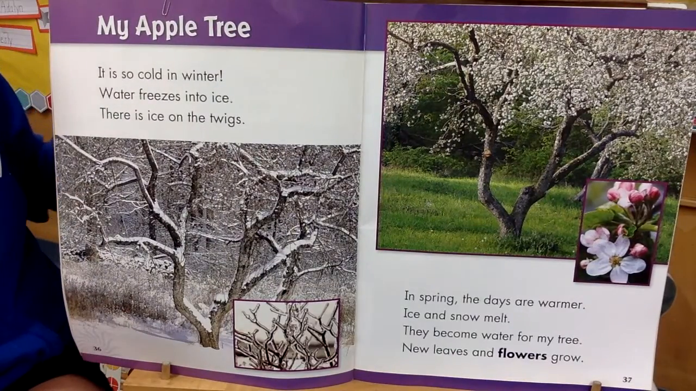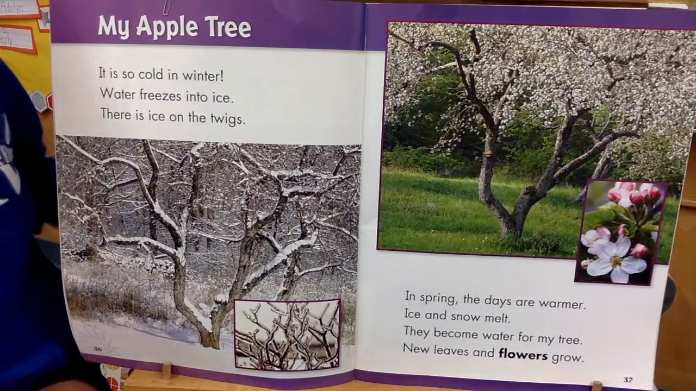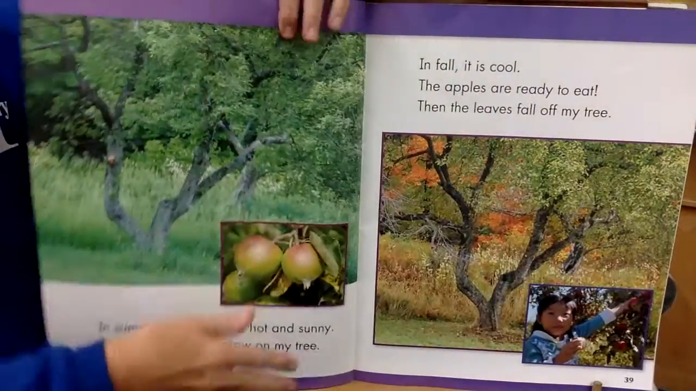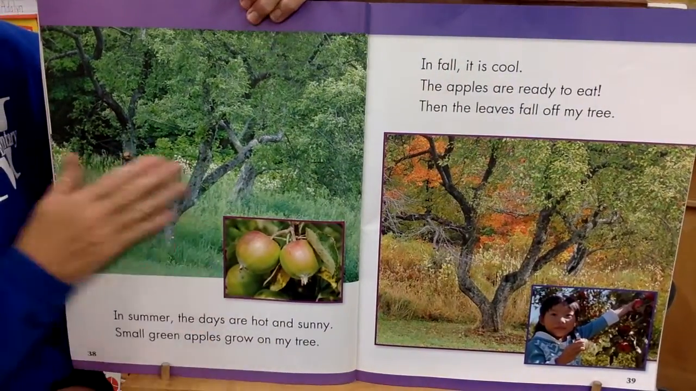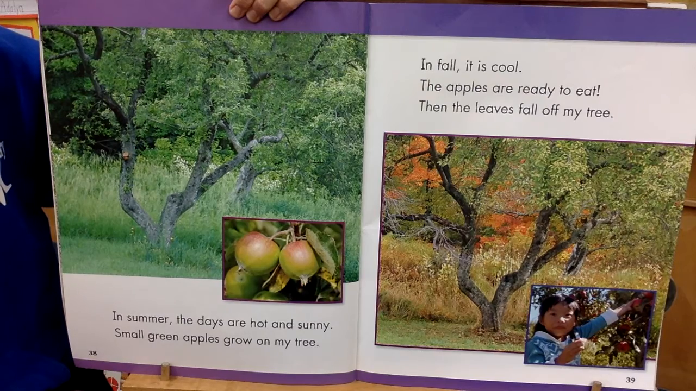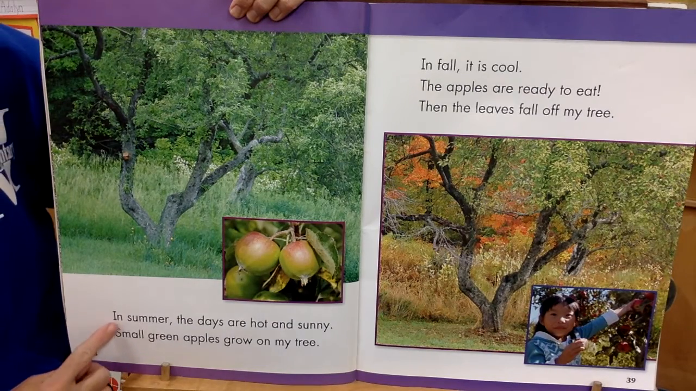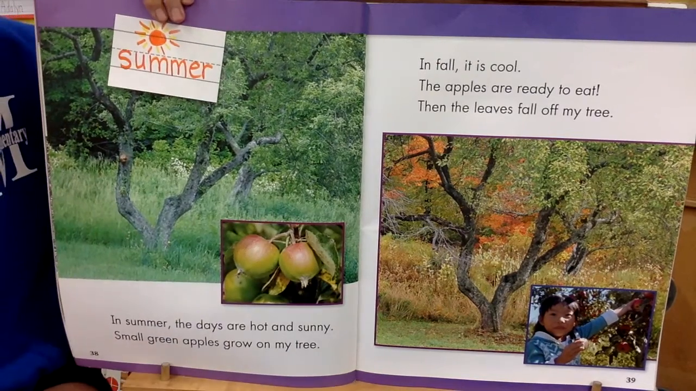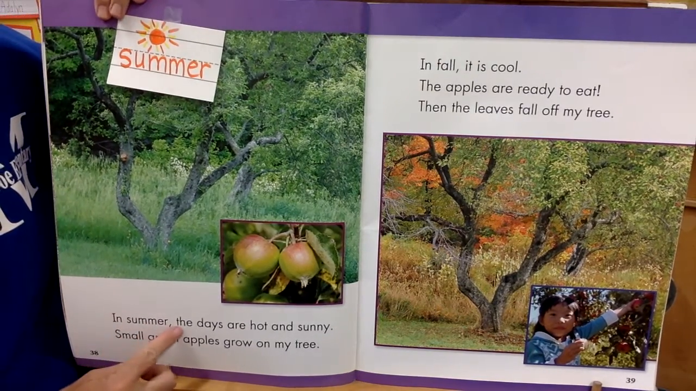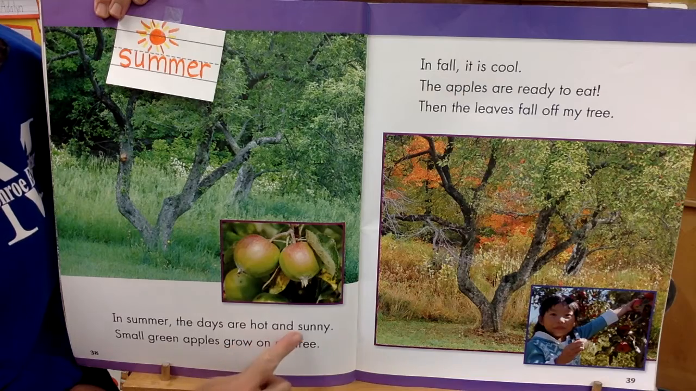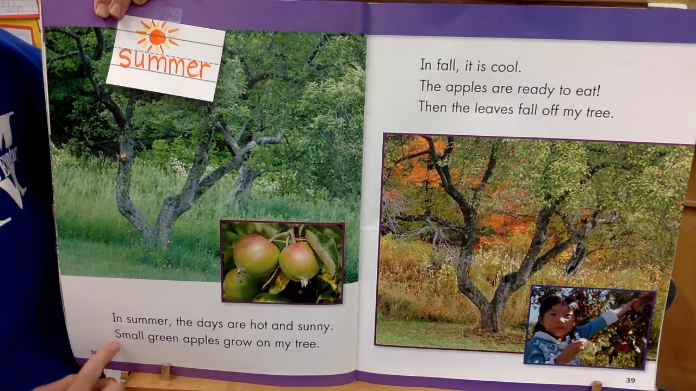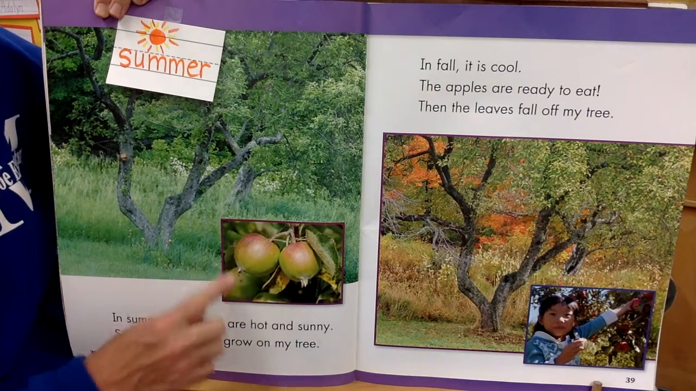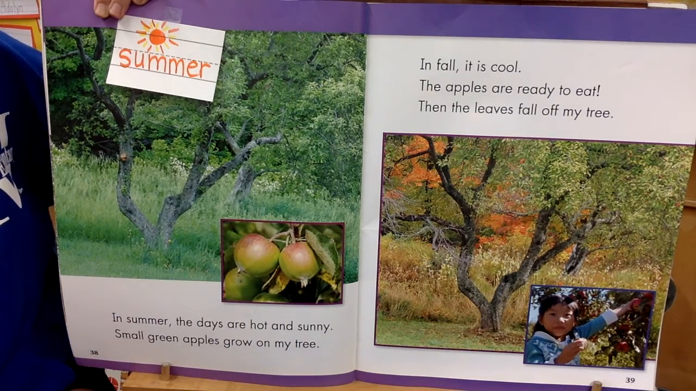All right, let's look at the next season. I'll turn the page in my big book. Let's see this season right here. Oh, the flowers aren't there anymore. This says in summer. Oh, now we're to summer. In summer, the days are hot and sunny. Small green apples grow on my tree. So now the fruit is starting to grow.